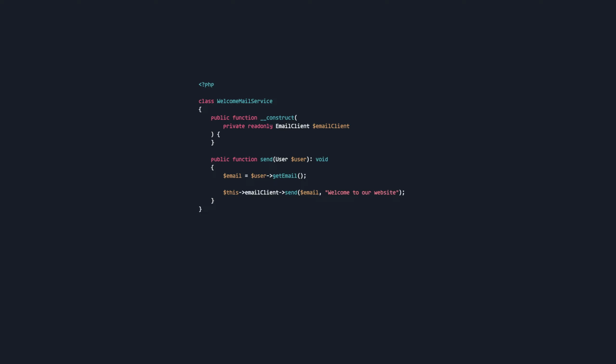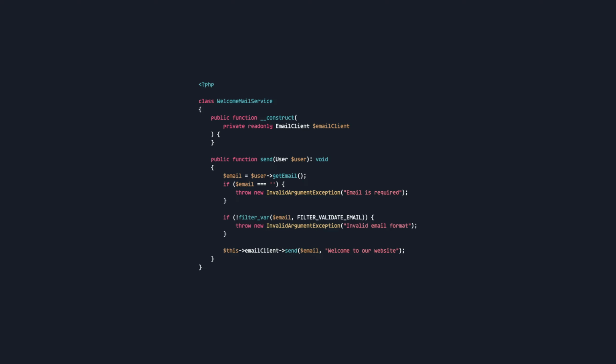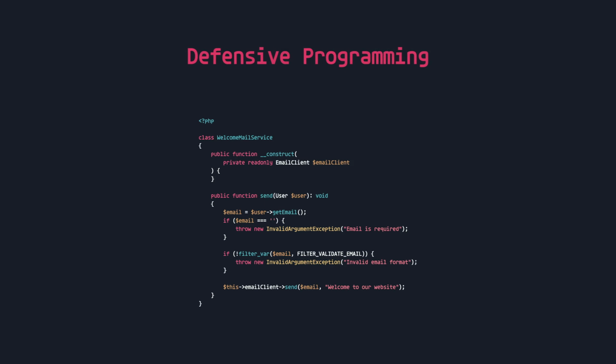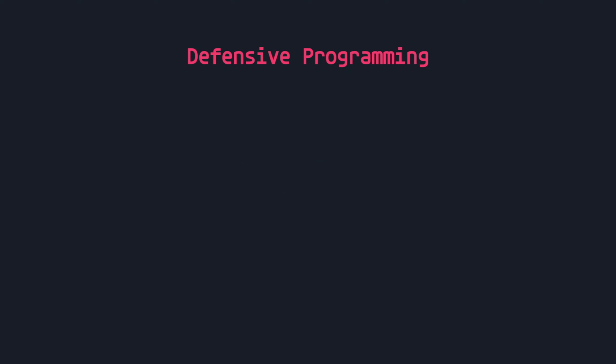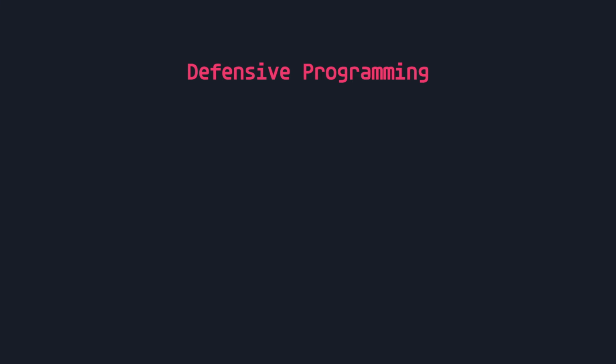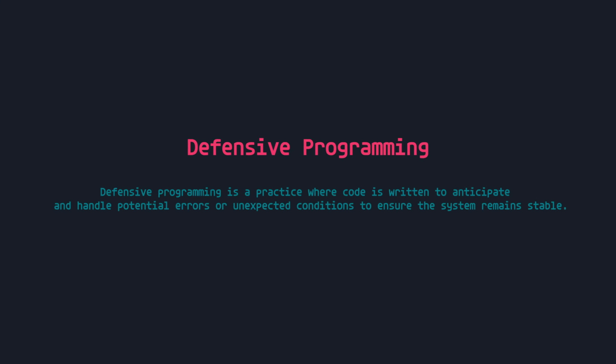Our email is a string, and while it can't be null, it could be empty. In this case, we want to throw an exception. Additionally, the email itself might not be a valid email address. In this case, we also want to throw an exception. With these two error cases handled, we have built a robust service that is easy to debug. What we've done here even has its own name: defensive programming. Defensive programming is a practice where code is written to anticipate and handle potential errors or unexpected conditions to ensure the system remains stable.